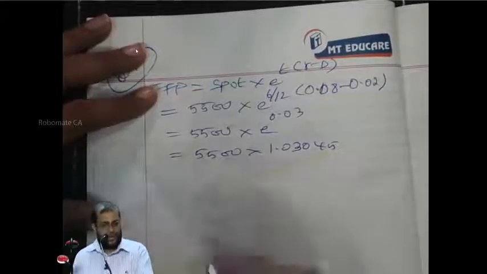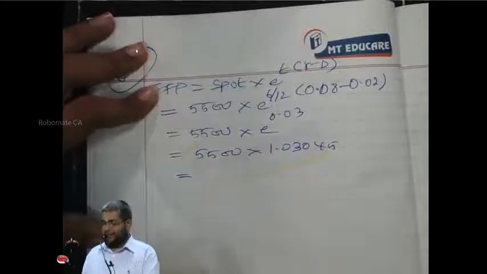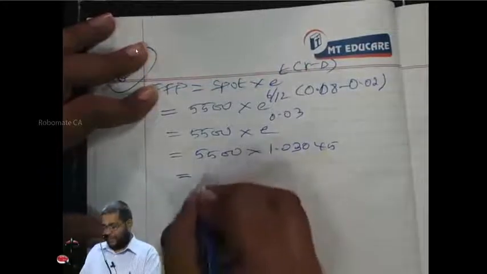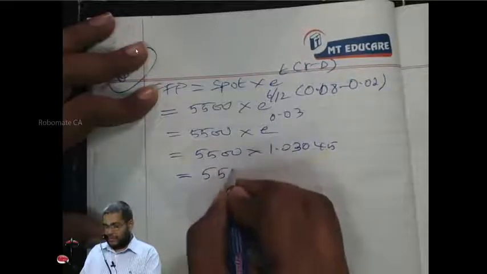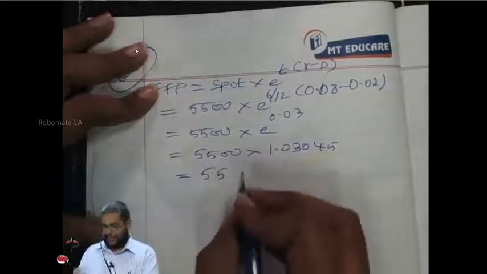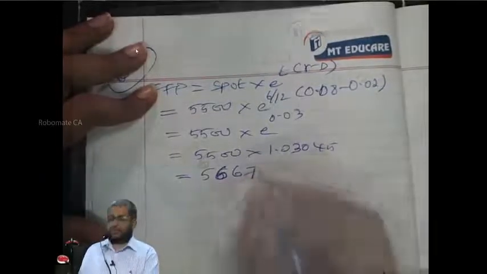We have done this so many times in options, right? Now tell me, what is the number here? 5,667. Okay.